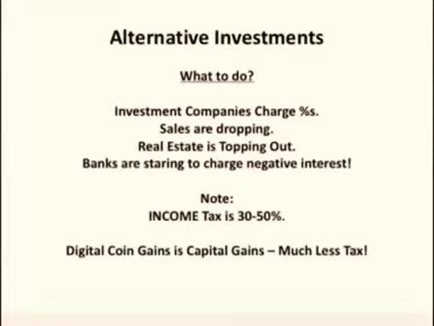Income tax is in the 30 to 50% tax bracket, but when you make profit on digital coins, it's considered a capital gain, and the taxes are much less. So at this point, Steve, what would you invest in? Does this look good in comparison with everything else that's going on?